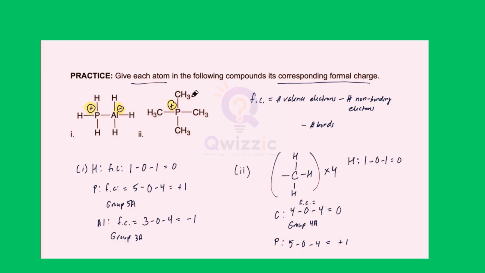So there we have it. We've got the formal charges on our atoms in molecule 1, just on phosphorus, plus 1, aluminum, minus 1, and in compound number 2, the plus 1 charge on phosphorus.